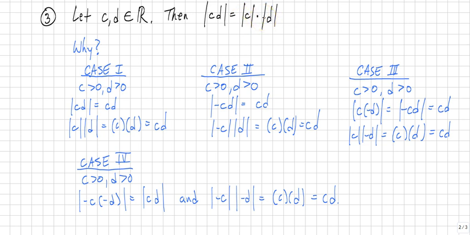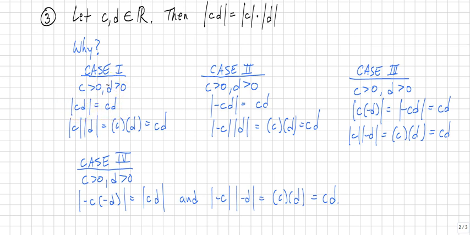So that may make sense to you right off the bat, it may not. So I've broken it down into actually four cases to show you that this really is true. Case 1 is C is positive and D is positive. So the absolute value of CD, well, C times D is positive, and the absolute value of a positive number is just itself, C times D.